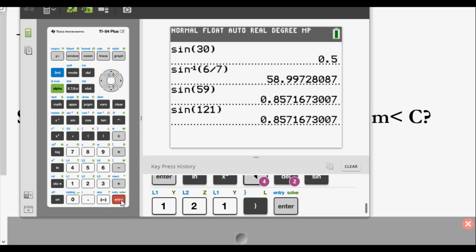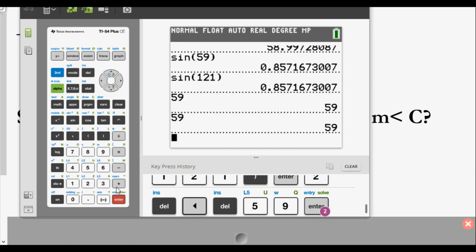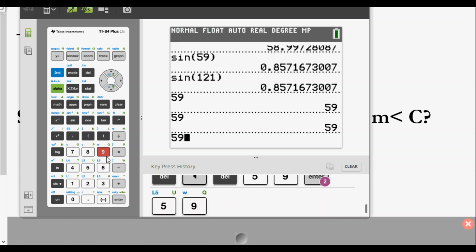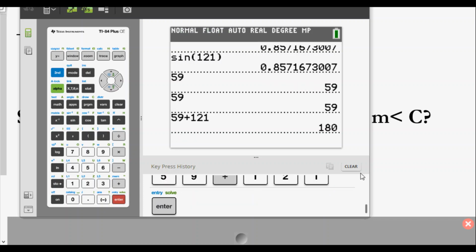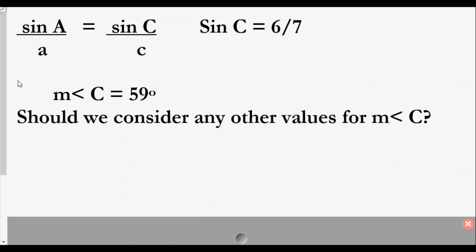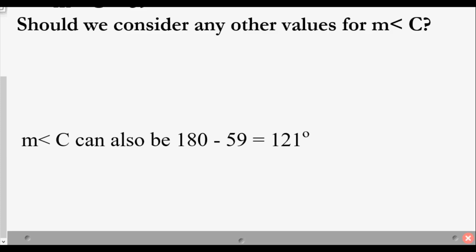And just to make sure, 59 plus 121 is going to give us 180 degrees. And these angles are supplementary. So something to keep in mind here is that the sine of an angle is equal to the sine of its supplement. All right, and so yes, measure angle C can also be 121 degrees.